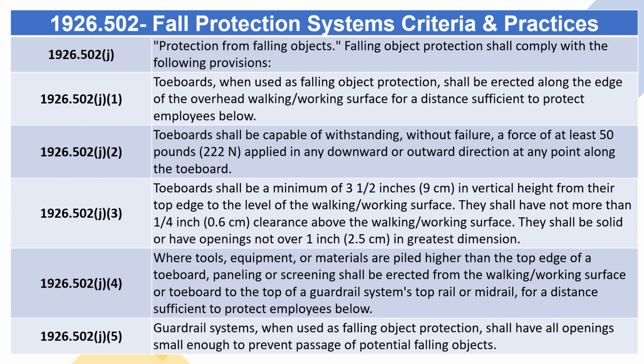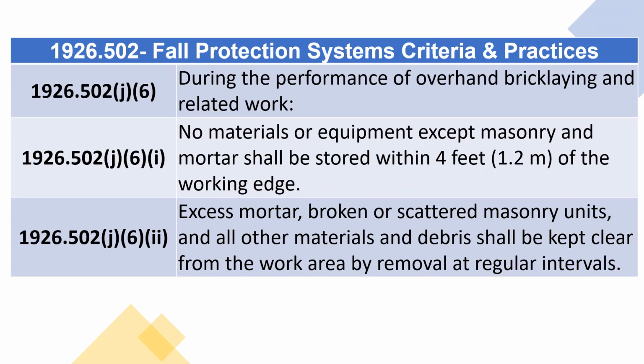1926.502(j)(5). Guardrail systems, when used as falling object protection, shall have all openings small enough to prevent passage of potential falling objects. 1926.502(j)(6). During the performance of overhand bricklaying and related work: (j)(6)(i). No materials or equipment except masonry and mortar shall be stored within 4 feet (1.2 meters) of the working edge. (j)(6)(ii). Excess mortar, broken or scattered masonry units, and all other materials and debris shall be kept clear from the work area by removal at regular intervals.